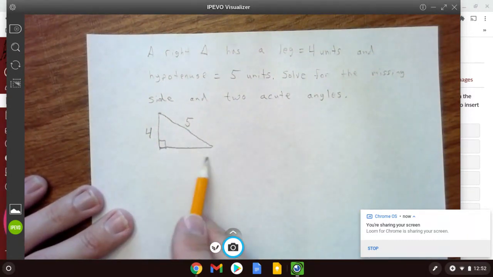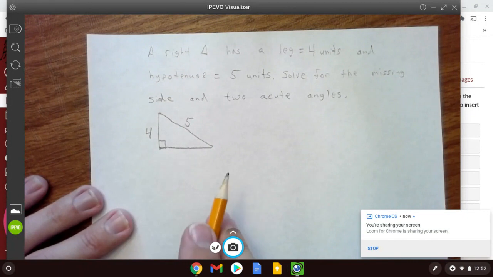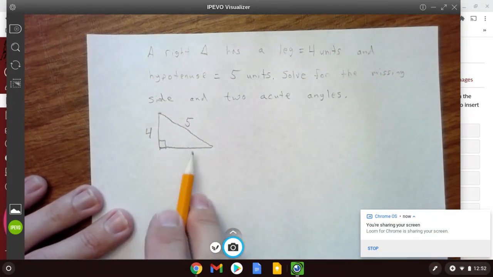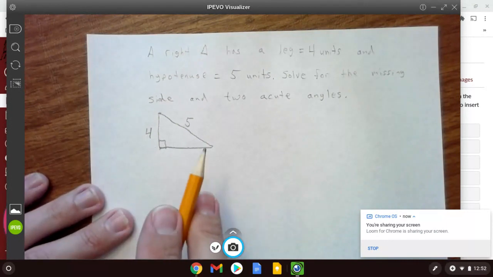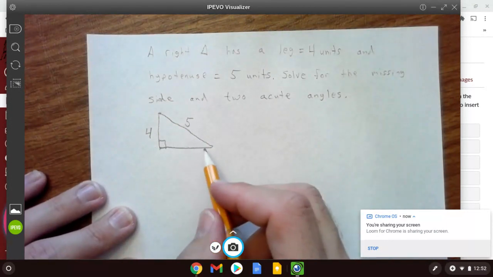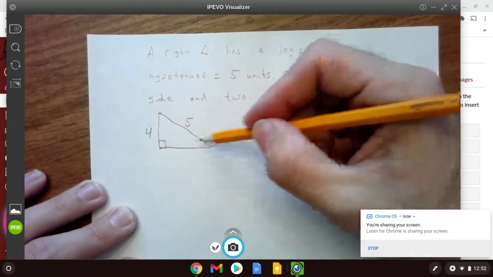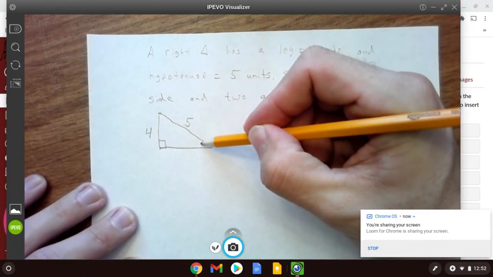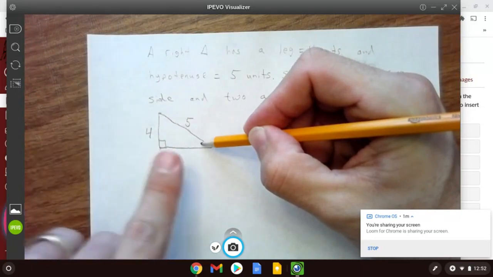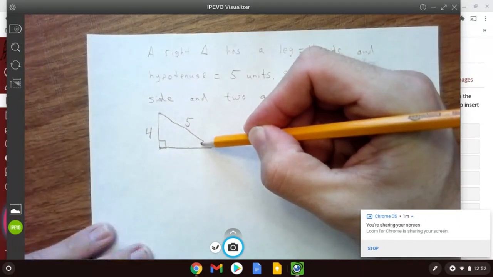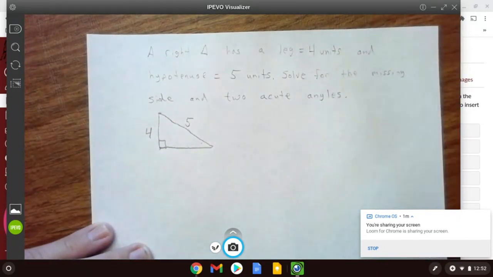And we're supposed to solve for this missing side, and we need to come up with these two angles. All right, so they're not telling us any of the angles except for the right angle, obviously. In the past, we were able to use one of these angles. Like we might say tangent of this angle is equal to 4 over that side, but this time they're not giving us the angle. Drats.